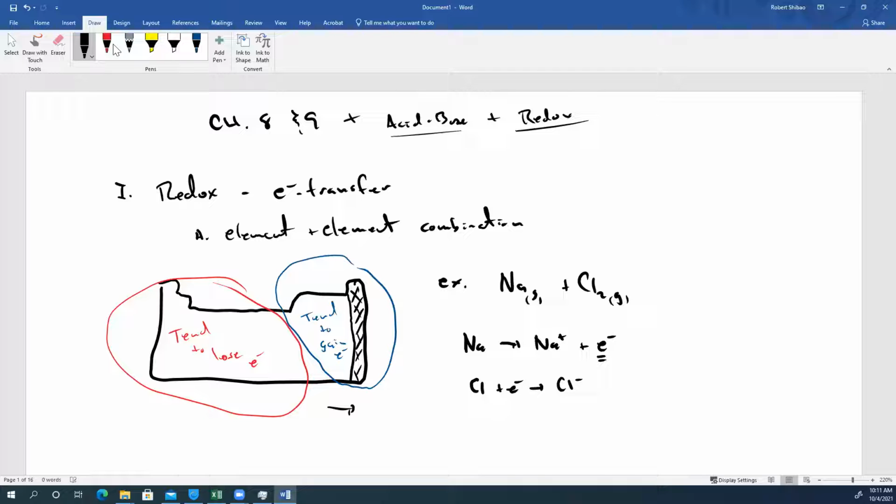These are called half reactions, in a sense. So what's happening with sodium is it's losing electrons. What's happening with chlorine is gaining electrons. So what we're going to have is electron transfer. The electron is going to be transferred from sodium to chlorine, and that's redox here.